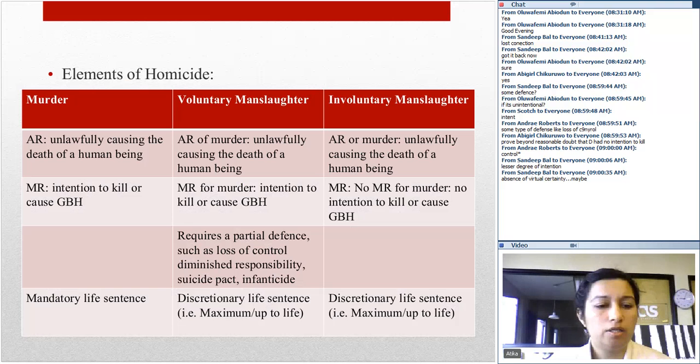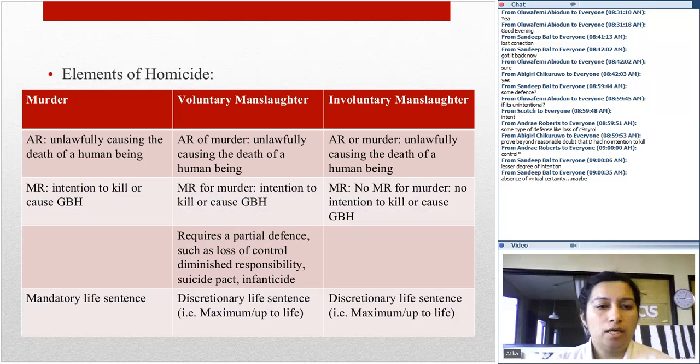Here I have prepared a little chart for you. Here are some elements of homicide. So homicide includes murder, voluntary manslaughter, involuntary manslaughter. You don't have to write it down. I will give you that chart myself. I will put it in a Word doc and post it for you guys.